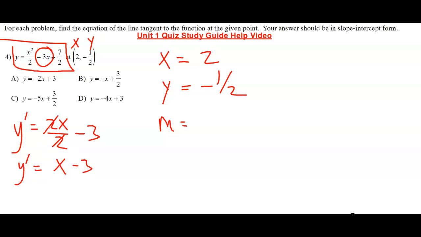Now, if I want to find my slope, the second step after you take the derivative is to plug in the x value that they give you. So I'm going to plug in my x value, and I end up with 2 minus 3, which is negative 1, so my slope is negative 1.